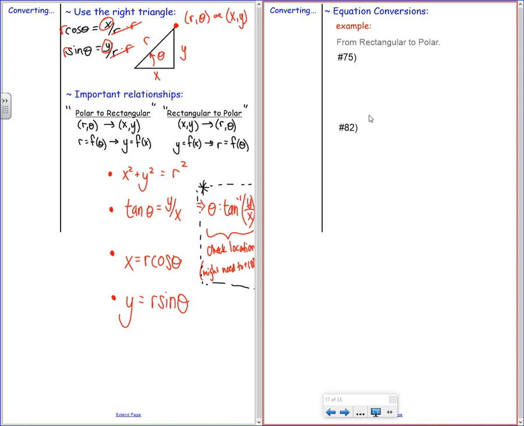Now, we're going to have a couple examples of each because these are just a little bit harder. So first of all, going from rectangular to polar. What do you guys think? Is that going to be r's and thetas to x's and y's, or x's and y's to r's and thetas? Okay, good. So I'm trying to eventually get to my r equals f of theta, and I probably have something like a y equals f of x. Sometimes they'll try to trick me, but this is the general idea.